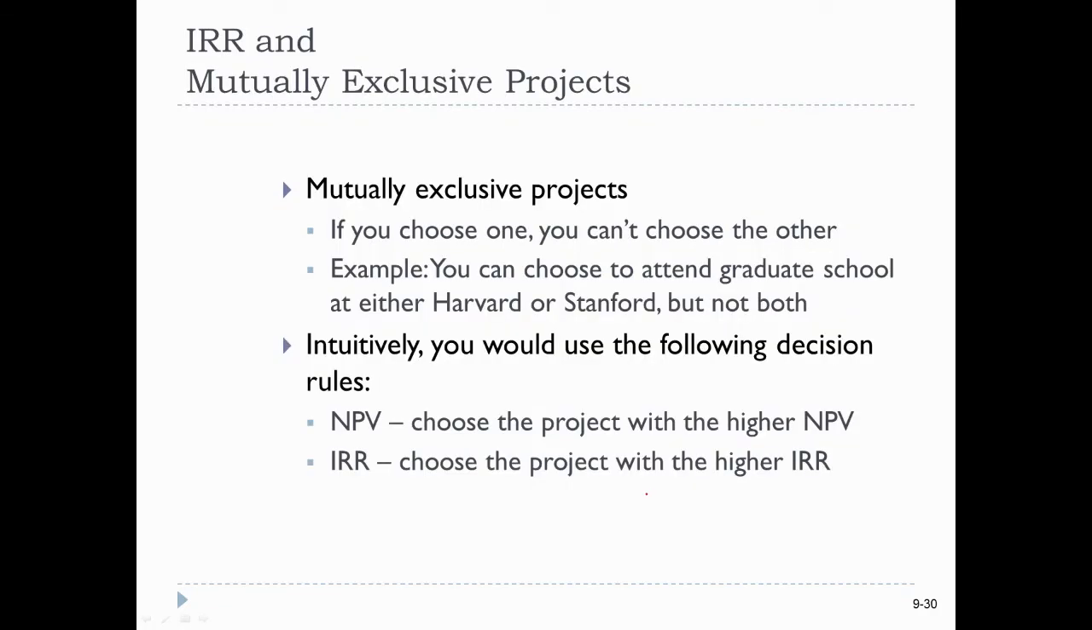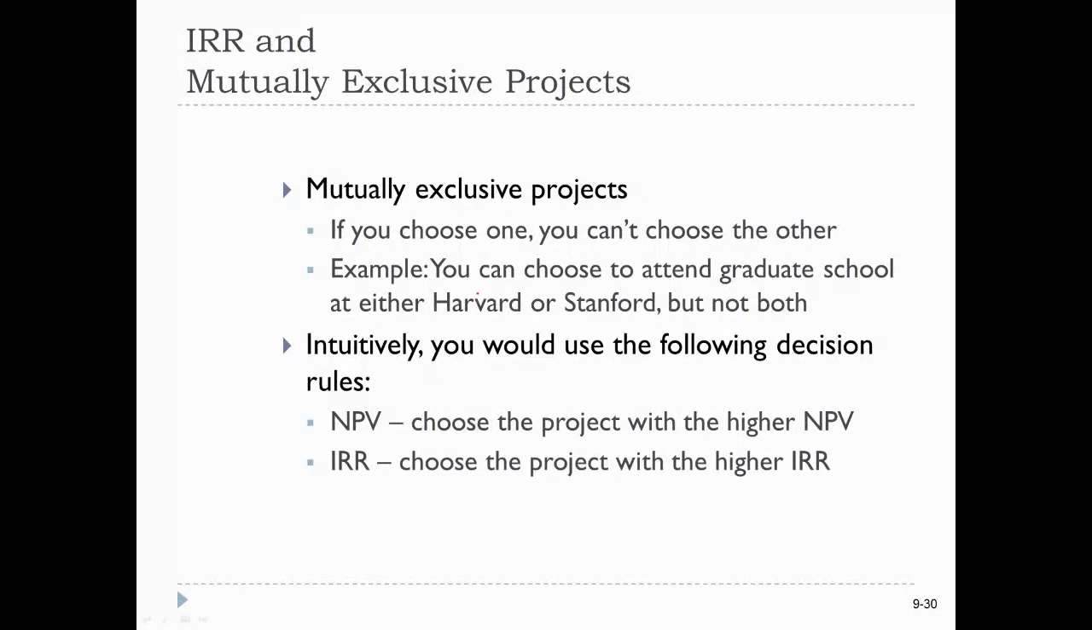Another problem that can come up with the internal rate of return process is when you have projects that are described as mutually exclusive. Basically, the idea here is that if two projects are such that you can only choose one of them, and if you choose one, you can't choose the other, they're considered mutually exclusive. Each one excludes the possibility of investing in the other. You can go to graduate school at either Harvard or Stanford, but you can't do both. Those choices are mutually exclusive.